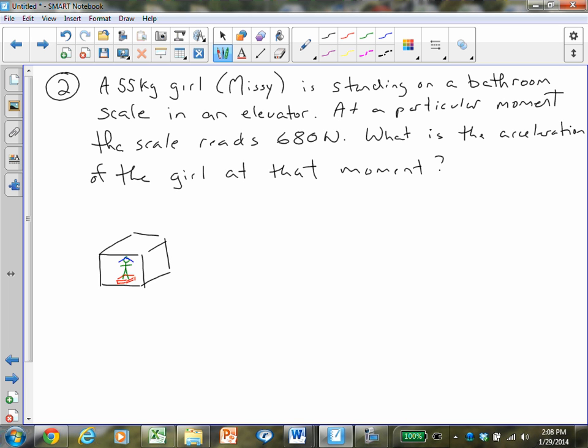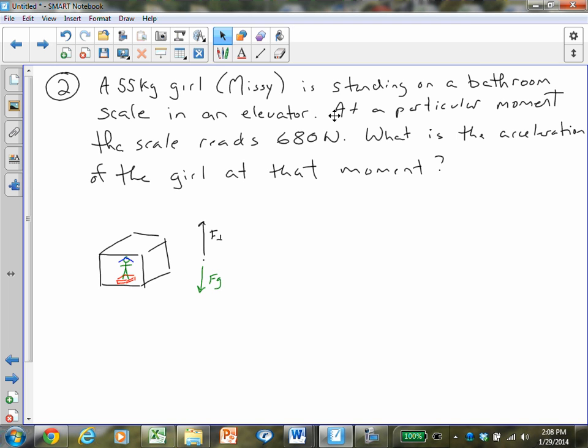Okay, there she is. Now, what forces do we have in play here? Since we're talking about what the scale is reading, we're not going to use tension on the elevator. We're going to use F perpendicular up. Now, what is this girl's normal weight when she's standing still on Earth? 55 times 10, or 550, right? So she has 680, which is bigger than 550. So we have her Fg down.